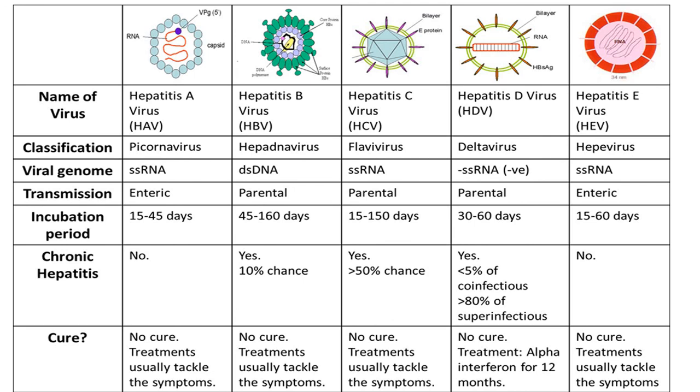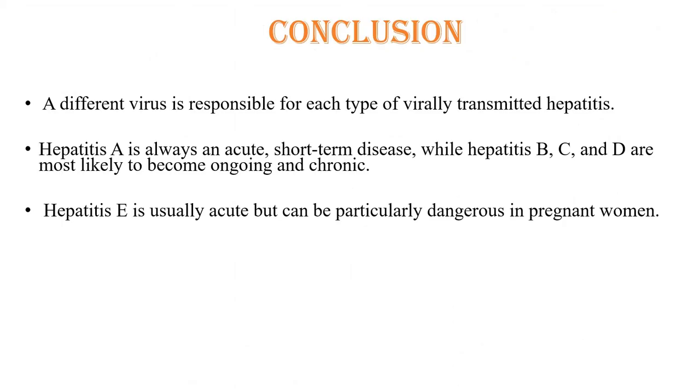Whether it is possible to cure that particular infection: in case of hepatitis A, no cure, treatment usually tackles the symptoms. In case of hepatitis B, no cure, treatment usually tackles the symptoms. The same is the condition for hepatitis C. Hepatitis D, no cure, treatment is alpha interferon for 12 months, which is required for a longer period. For hepatitis E, no cure, treatment usually tackles the symptoms.